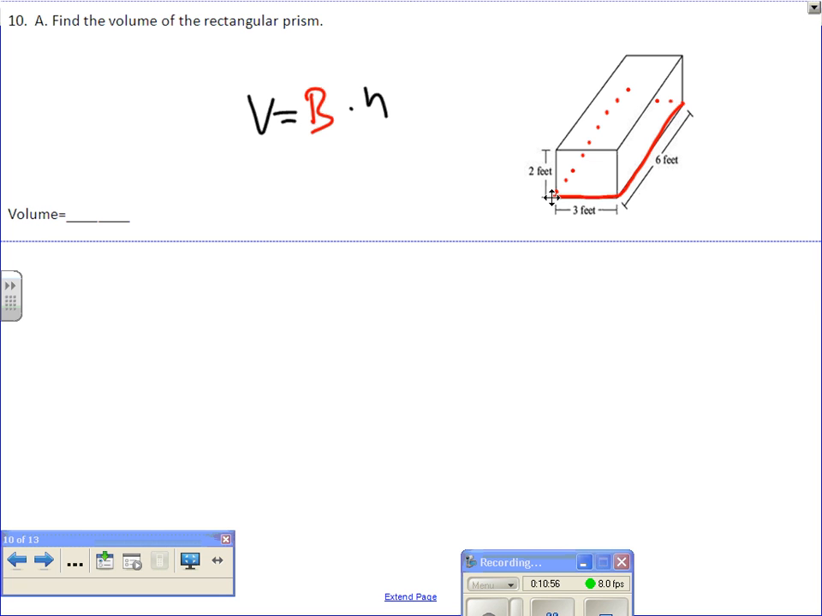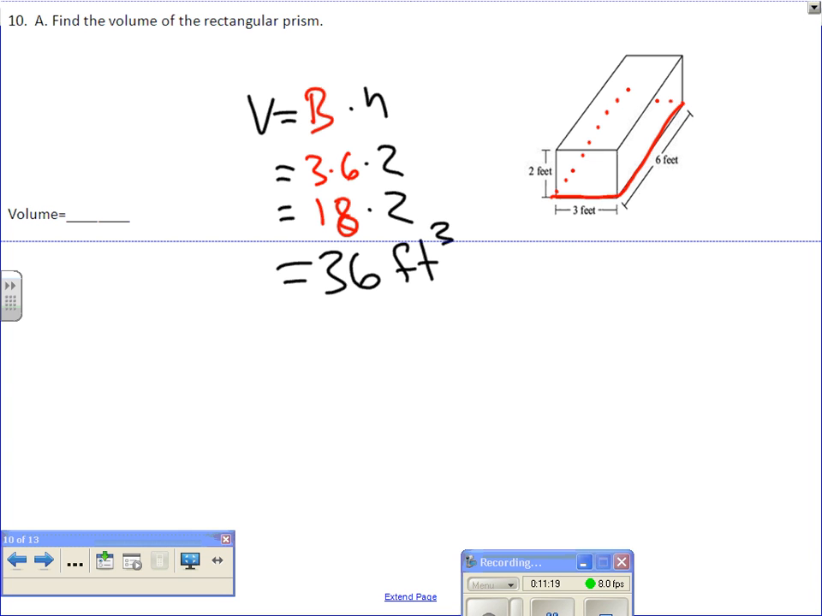Well, the area of that base is going to be 3 feet times 6 feet multiplied by the height, which is 2. So 3 times 6, that is going to give us 18. 18 multiplied by 2, and you should end up with 36 feet cubed. It's going to be feet cubed because we're measuring it in 3 dimensions, okay? So 36 feet cubed. All right.